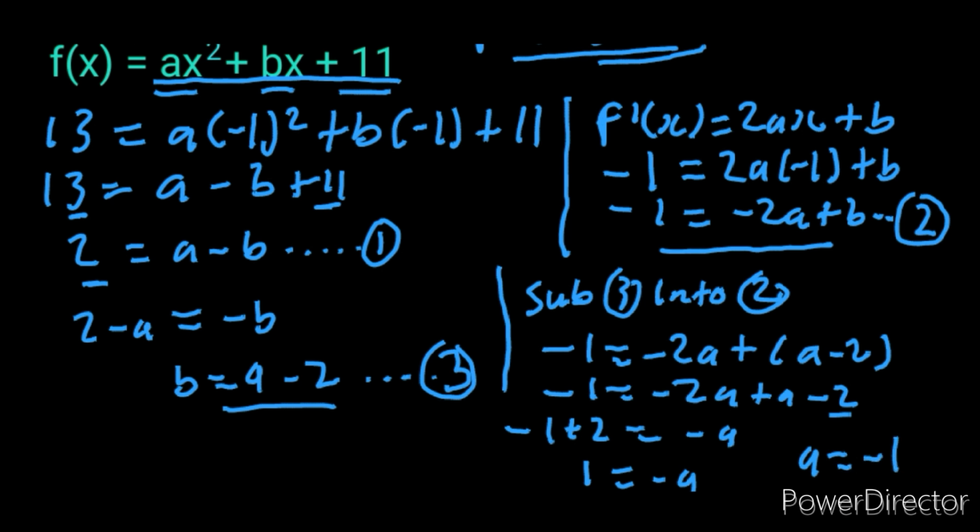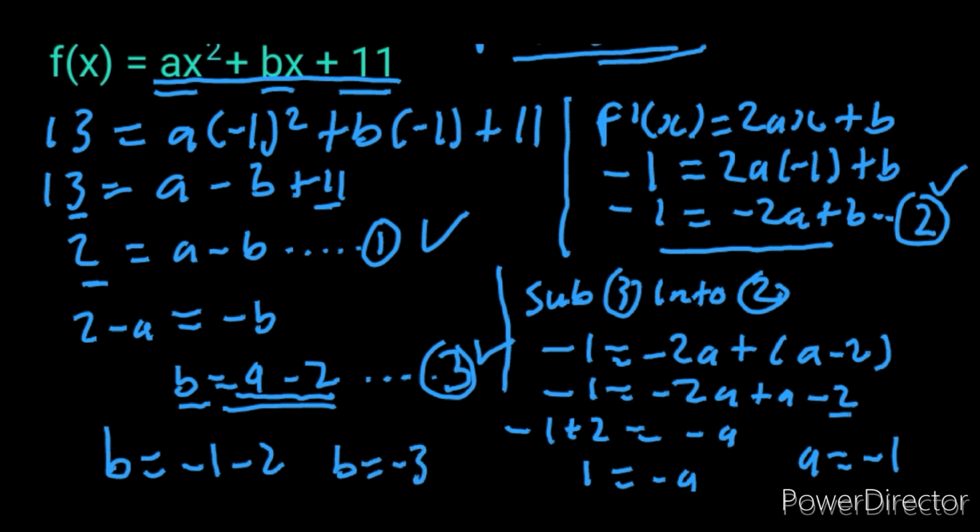And in order to find b, we can substitute into any one of the 3 equations. But obviously the easiest one is the third equation, since b is already the subject of the formula. So therefore I'm going to say b is equal to, instead of writing a, I write -1 minus 2. And therefore b will be equal to -3. And there we have it, just like the question. So b is equal to -3 and a is equal to -1.